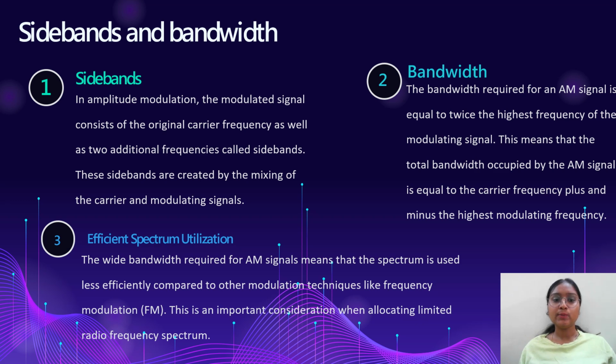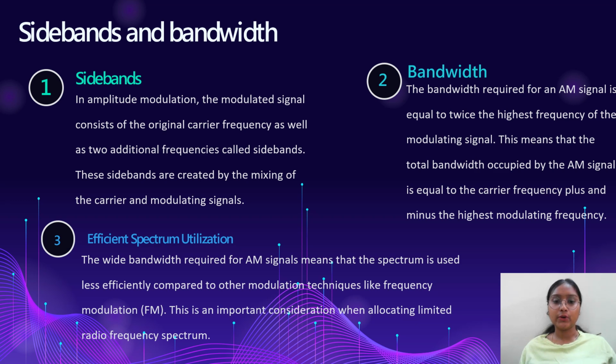Sidebands. In amplitude modulation, the modulated signal consists of the original carrier frequency as well as two additional frequencies called sidebands. These sidebands are created by the mixing of the carrier and modulating signals. Second one is bandwidth. The bandwidth required for an AM signal is equal to twice the highest frequency of the modulating signal. This means that the total bandwidth occupied by the AM signal is equal to the carrier frequency plus and minus the highest modulating frequency.